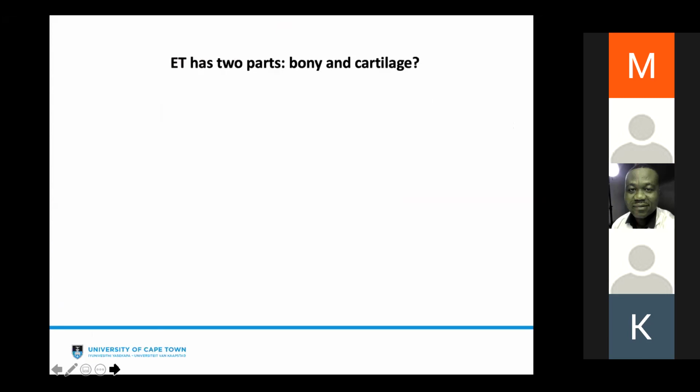The second question that one is now asking about the Eustachian tube, and this again has credit to the endoscope that is allowing us to ask these questions, is whether the Eustachian tube has two parts, whether it has a bony part and a cartilage part, as has been traditionally taught.